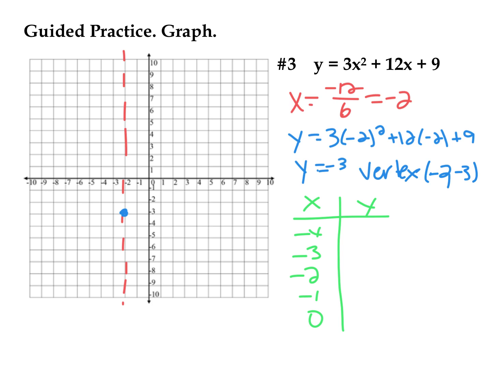We already know when we plug in -2, we're going to get -3. Okay, when I plug in -1 into there, I'll get a 0. When I plug in 0, I'll get 9. So you can do those calculations and make sure that you're plugging those in and getting those proper points as well. And so now I can graph those other points. So -3, 0; -1, 0; 0, 9; and -4, 9. And I will have a parabola that I can draw a smooth curve through those points. And there's my graph for y equals 3x squared plus 12x plus 9.